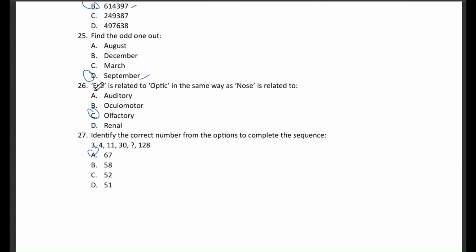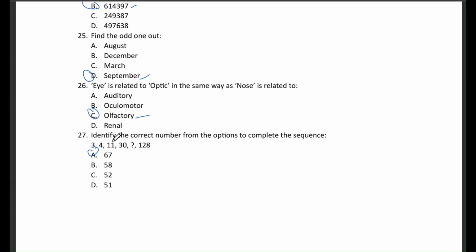This question states, eye is related to optic in the same way as nose is related to. And the options are auditory, oculomotor, olfactory, or renal. The correct answer is option C, olfactory. The optic nerve is responsible for vision, and the olfactory system is responsible for the sense of smell. So the answer is olfactory, since it corresponds to the sense of smell. Let's move on to question 27.